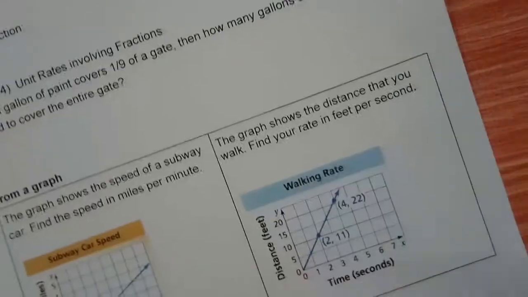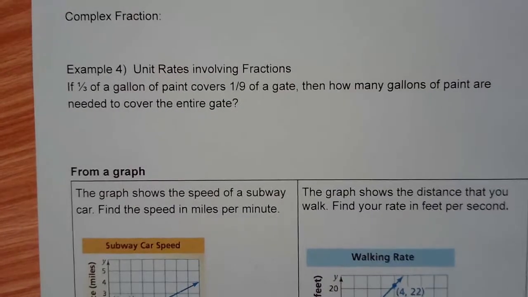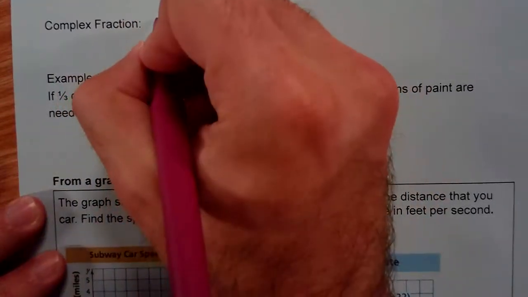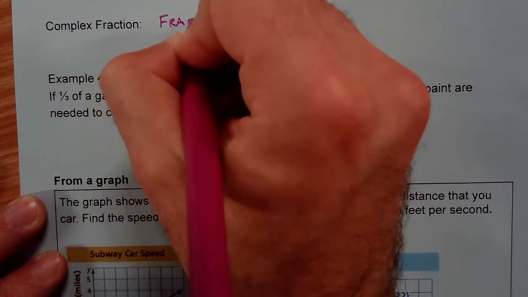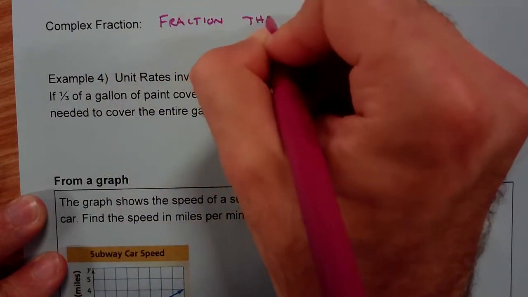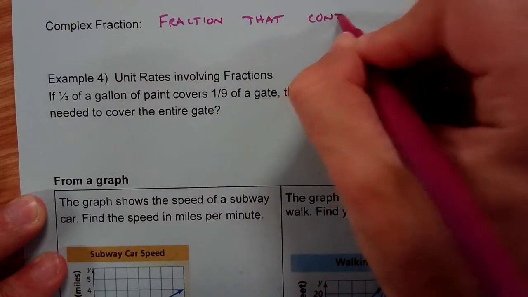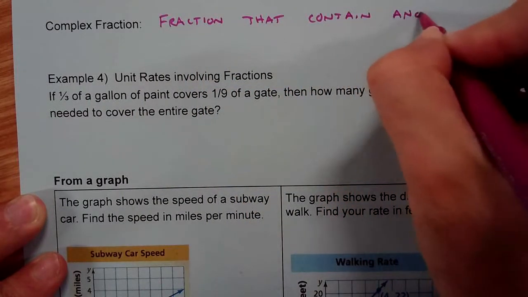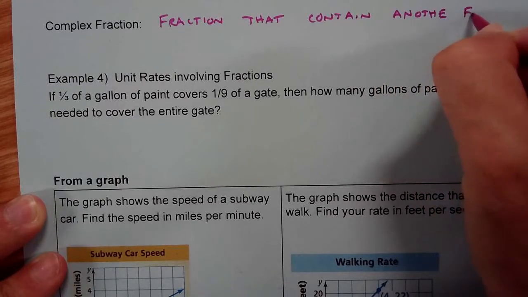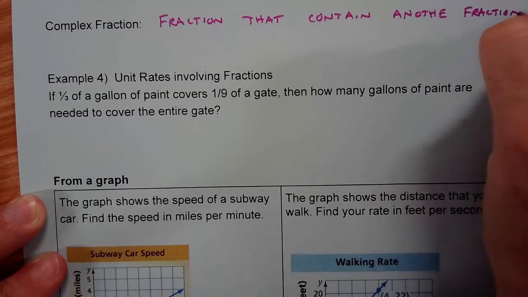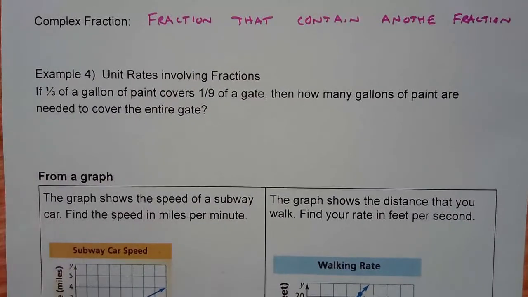Let's take a look at a couple more examples. We're going to talk about complex fractions. A complex fraction is a fraction that contains another fraction. What that means is we have a fraction in the numerator or in the denominator. If 1/3 of a gallon of paint covers 1/9 of a gate, then how many gallons of paint are needed to cover the entire gate?